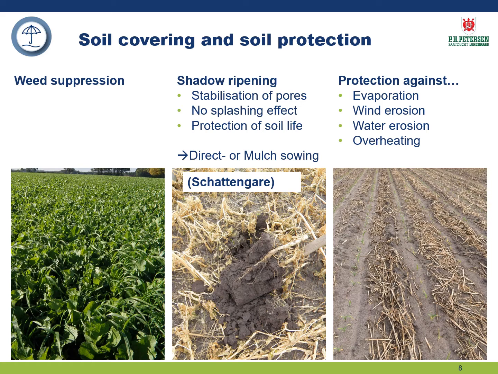But cover crops not only protect against wind and water erosion, also it is a protection against overheating of the upper soil and evaporation. It promises you a kind of shadow ripening of the soil because of stabilization of pores, no splashing effect, and protection for soil life. This means that you are able for direct and mulch sowing. During growing, cover crops suppress weeds.